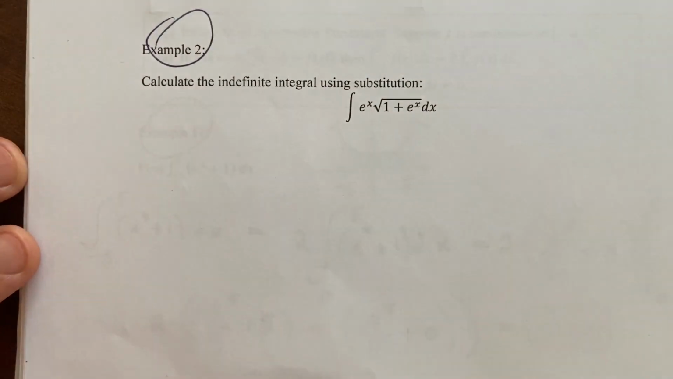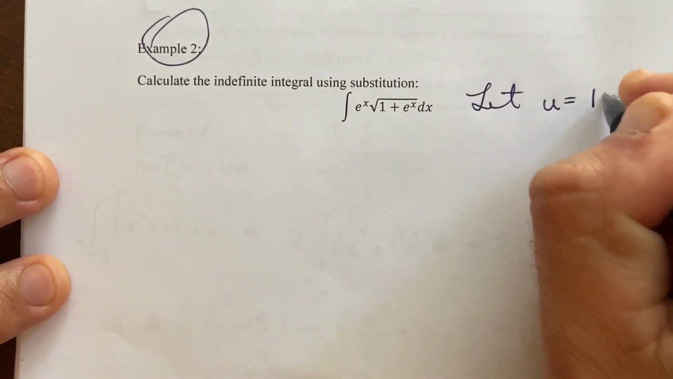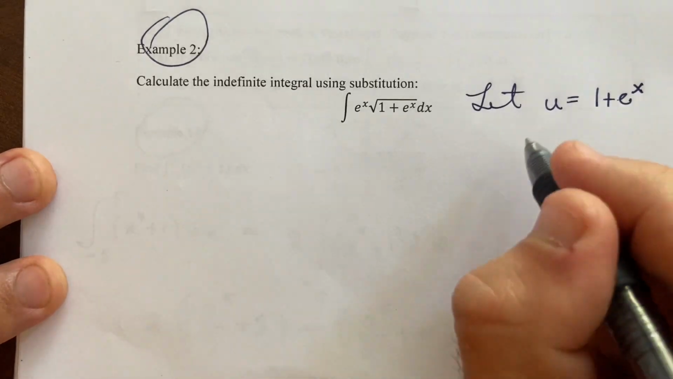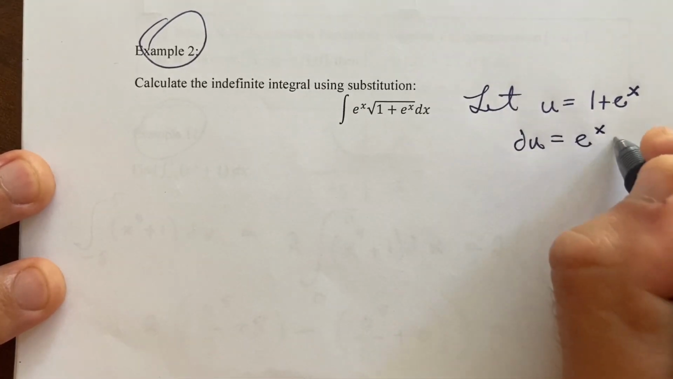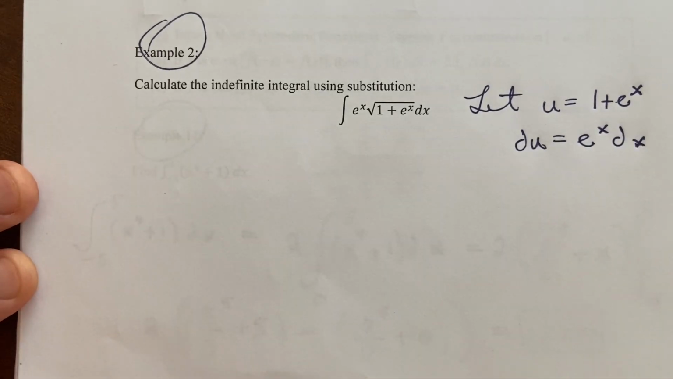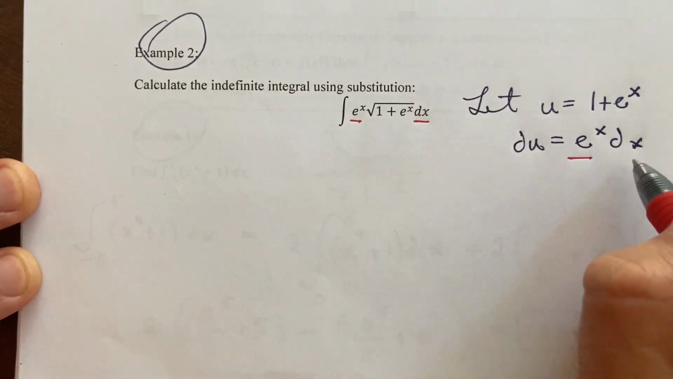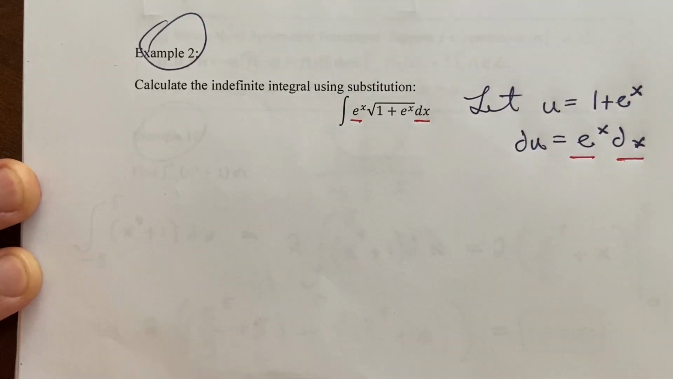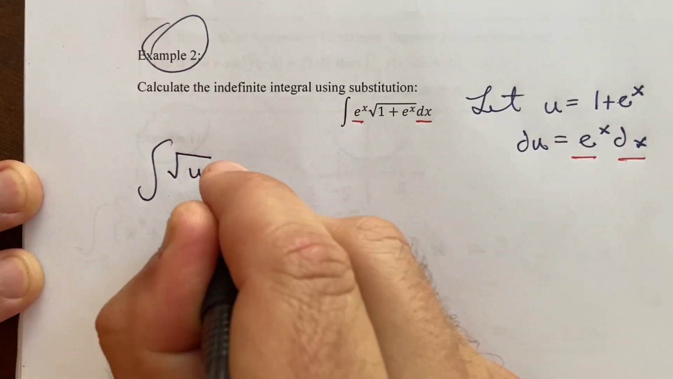So I'm going to, again, use a substitution, actually. So I'll let u equal 1 plus e to the x. That way du is actually just e to the x dx, right? Derivative of e to the x is itself. So I have e to the x dx, e to the x dx. So this substitution looks nice. We'll have just the square root of u du.